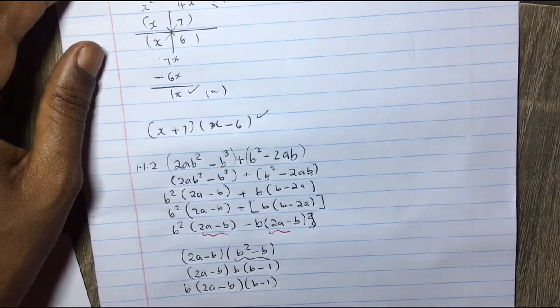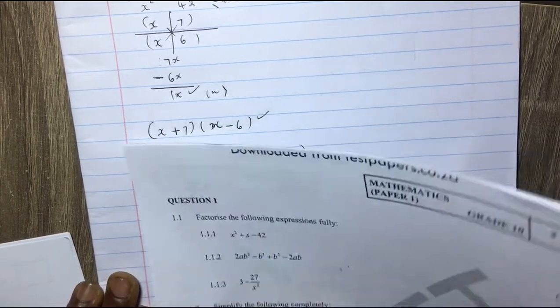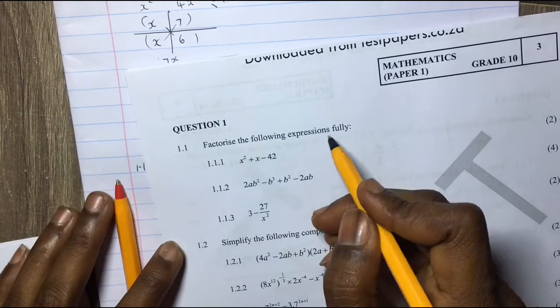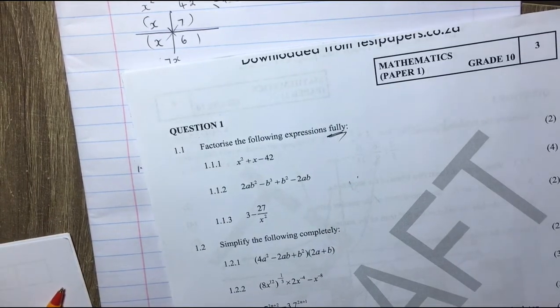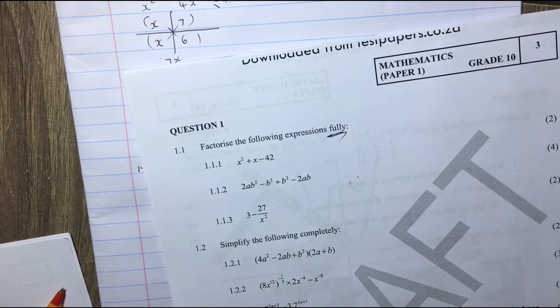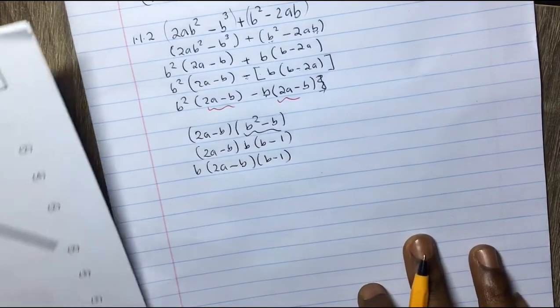Here there's a common factor. So you need to factorize fully according to the question there. Factorize fully. Make sure you factorize everything. All right, let's do this one. So I'm gonna do 1.3 right there.